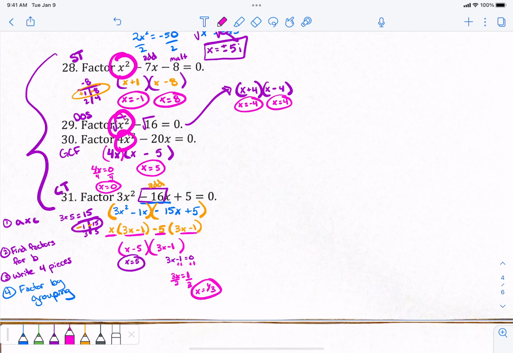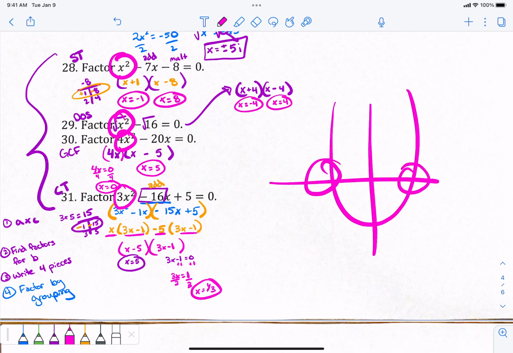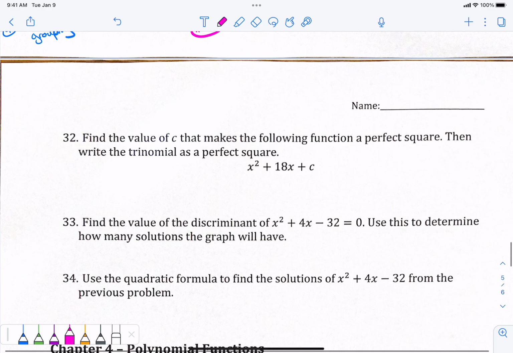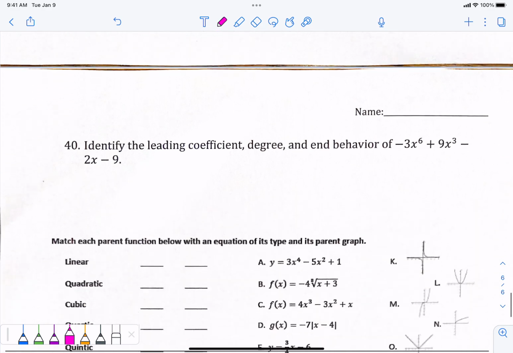Each one of these is a parabola, right? So I'm finding the places where it crosses. Each one of those has 2 places where it crosses, right? Happy with that? There you go. Okay. All right.